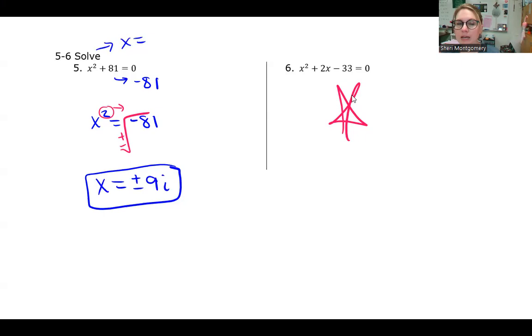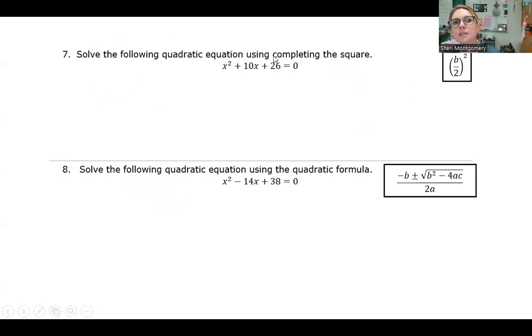Question 6, we're going to come back around to it. I don't tell you how to solve it. You're going to solve it one of two ways, your choice. But let's refresh how to solve using the methods that we're using today. Well, I guess 3. You can solve by a square root. And then the other methods are completing the square or quadratic formula.